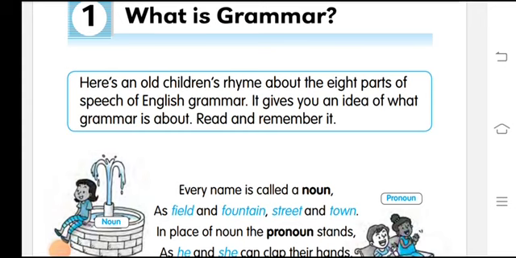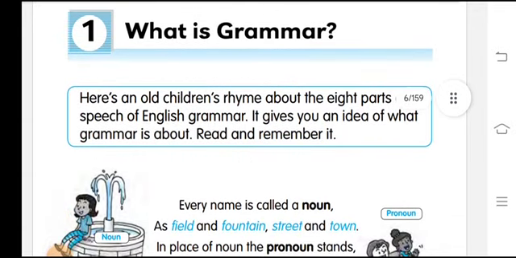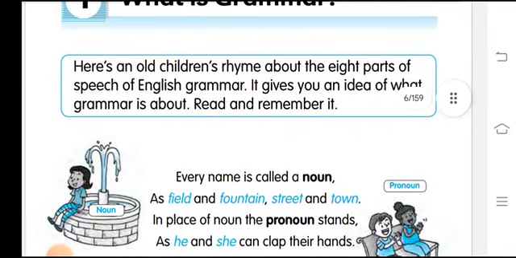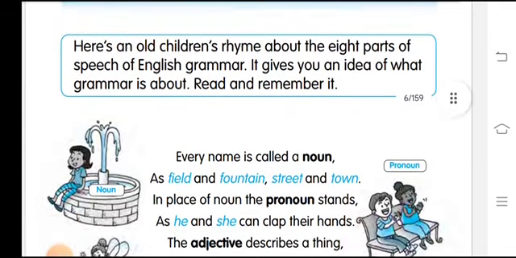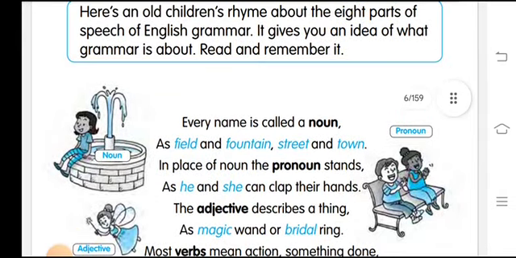Hello everyone, we have to discuss the basic introduction to English grammar. And what is grammar? Here, in old children's rhymes about the eight parts of speech of English grammar, it gives you an idea of what grammar is about. Read and remember it.